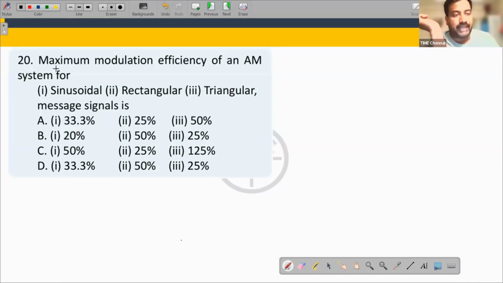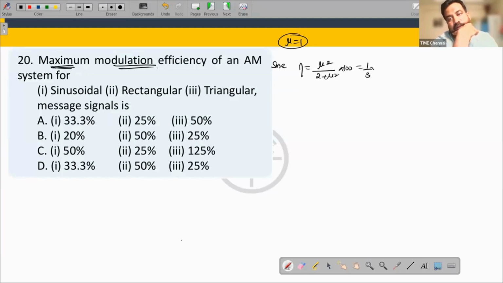He is asking us to find the maximum modulation efficiency. Modulation efficiency will be maximum when mu is 1. So for sinusoidal input, eta is mu square by 2 plus mu square into 100. That's 1 by 3 into 100. 33.3%.